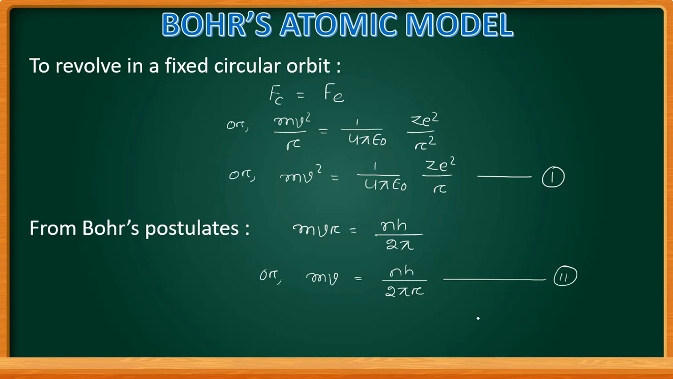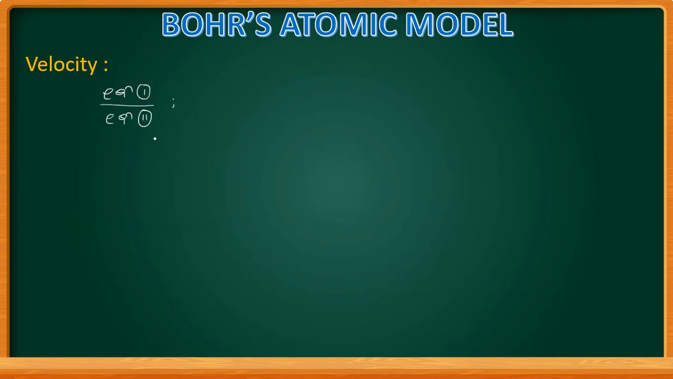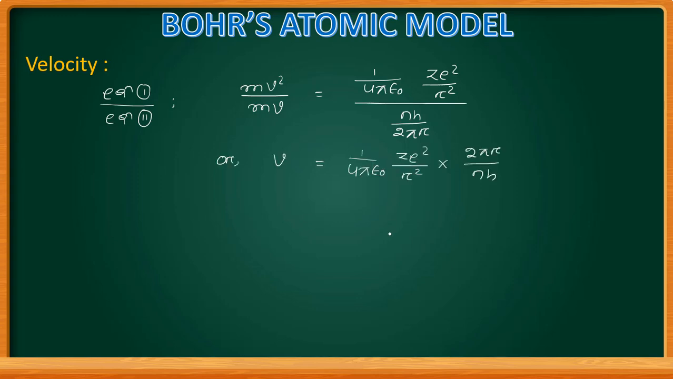Then we have to divide equation 1 by equation 2 so that we can get the velocity. Write down equation 1 and then equation 2: mv square by mv equal to 1 by 4 pi epsilon naught Ze square by r square, divided by nh by 2 pi r. Cancel out: v square by v is equal to v. By simplifying, we get v equal to 1 by 4 pi epsilon naught into 2 pi Ze square upon nh. This is the general form of velocity.